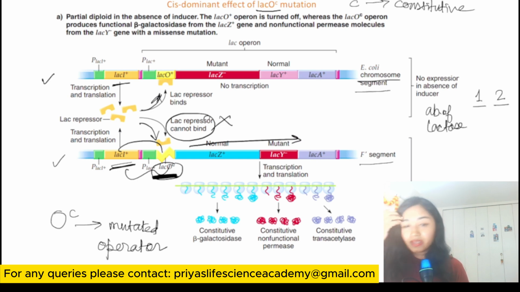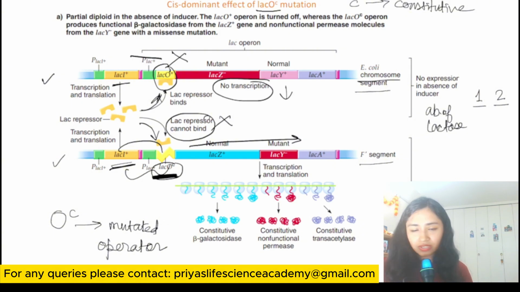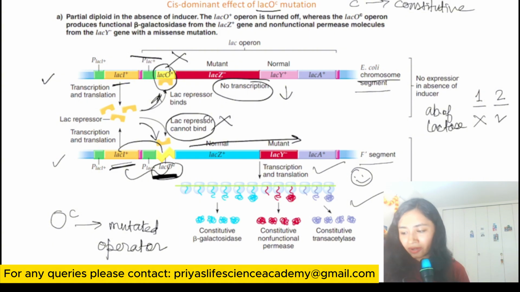You can see in the absence of lactose, the first chromosome can't be functional because the Lac repressor can bind to the operator region and block it, so RNA polymerase can't move. So from here, no transcription, no proteins made. So in the absence of lactose, the first chromosome has no expression. But in the second chromosome, as the Lac repressor can't recognize the OC operator, there will be transcription and translation. So in the absence of lactose, the second chromosome is turned on.